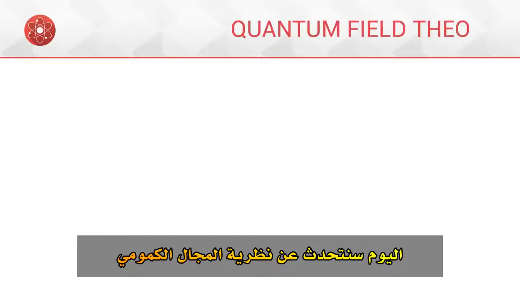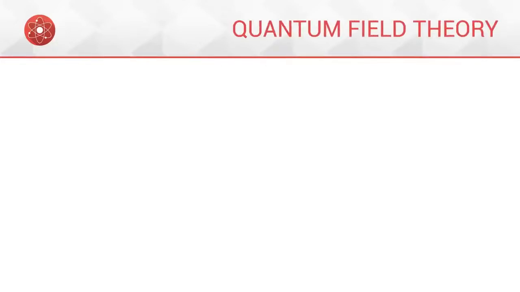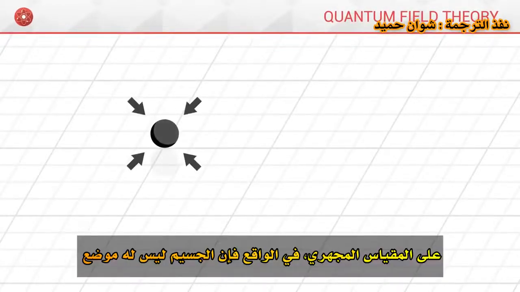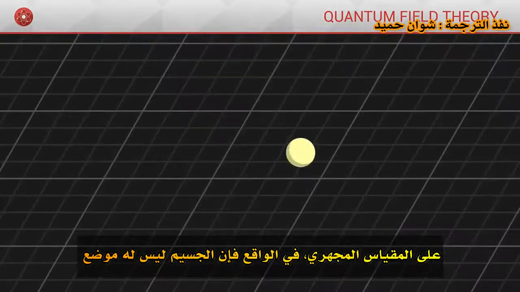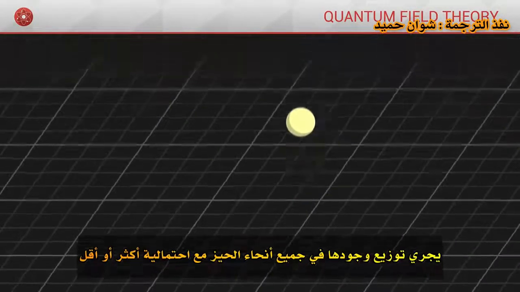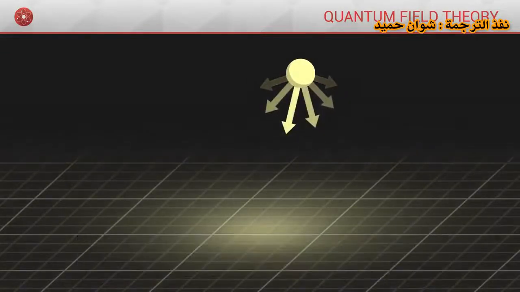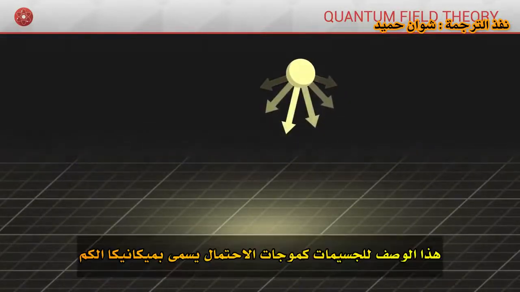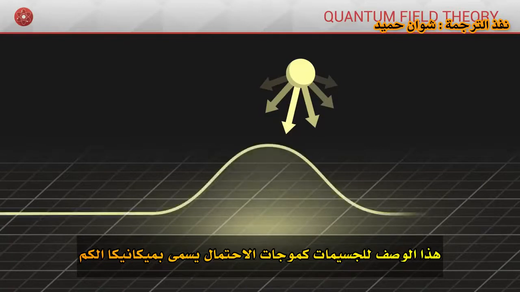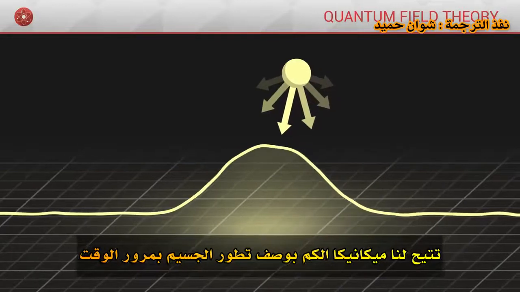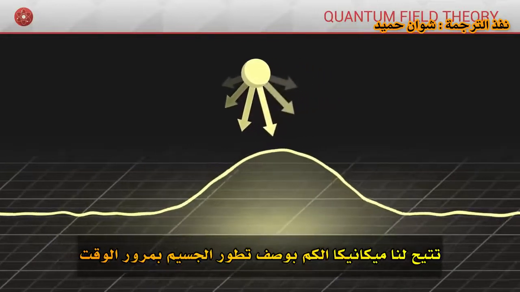Today, quantum field theory. Unlike a marble which has a definite position, at the microscopic scale, a particle does not really have a position. Its presence is distributed throughout space with more or less probability. This description of particles as waves of probability is called quantum mechanics. Quantum mechanics allows us to describe the evolution of a particle over time.